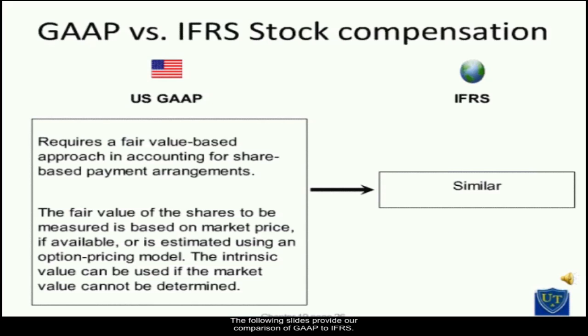The following slides provide our comparison of GAAP to IFRS. On a detailed topic like dilutive security and earnings per share, you will see as you review the slides that there are a number of areas where there are slight differences between GAAP and IFRS. Most companies that convert to IFRS see a substantial increase in earnings per share, not necessarily due to the computation of earnings per share, but that in general IFRS allows quicker revenue recognition.